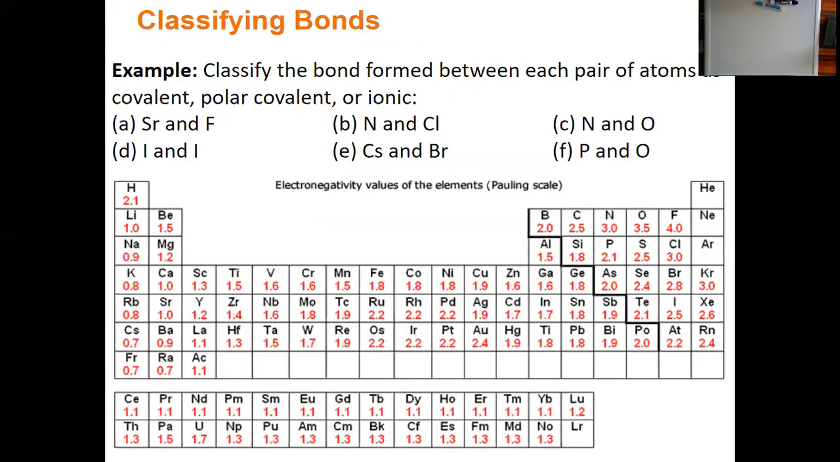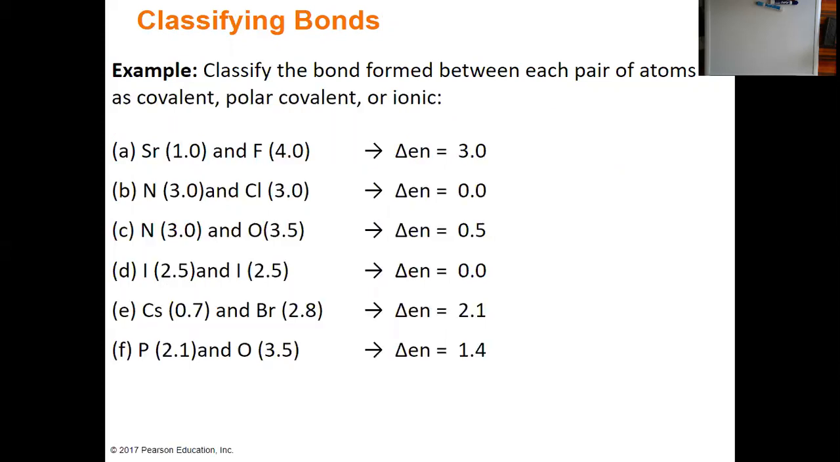So why don't you take a minute and try these out. Hit the pause button, try these out, and classify the bond that's formed between each of those pairs of atoms: covalent bonds, polar covalent bonds, pure covalent, ionic. Okay. I'm going to move on to the next one and show you what I got.